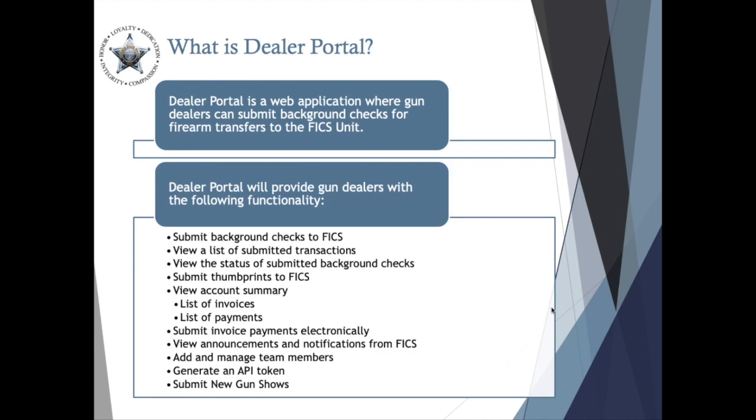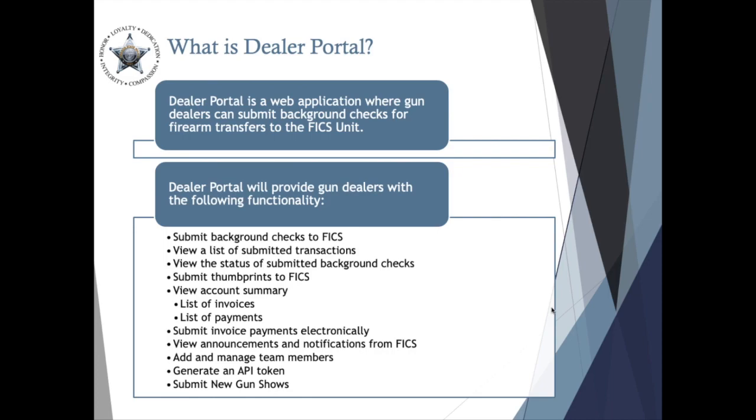Dealers will also have the ability to submit thumbprint images directly to the FICS unit from Dealer Portal. And as for billing needs, dealers will have the ability to view their account summary, which includes a list of invoices associated to the dealer and any payments that were submitted towards that dealer's account. Dealers will also have the ability to submit invoice payments electronically directly from Dealer Portal, and in the event there are any announcements or notifications that the FICS unit wants the dealers to be aware of, dealers will have the ability to see those announcements and notifications from FICS within Dealer Portal.